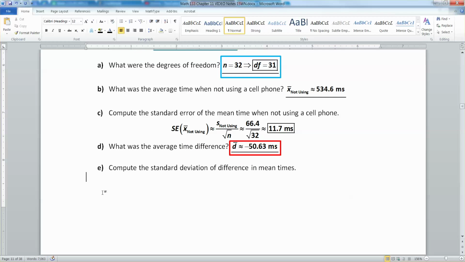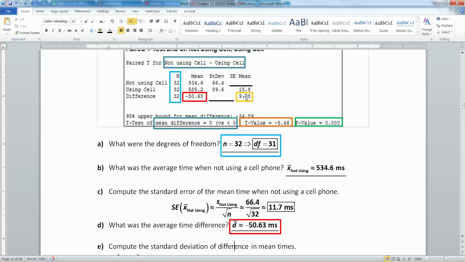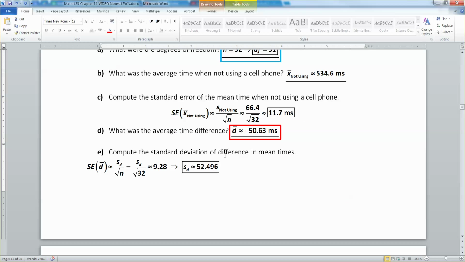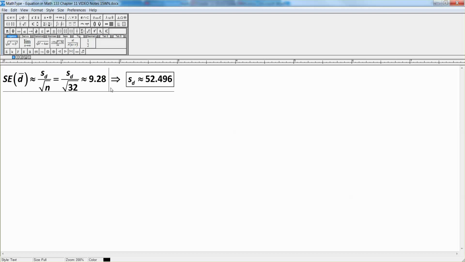So let's see here. We know that the standard error of D bar is approximately SD over the square root of n. So standard deviation of the differences divided by the square root of n. And we know that that's 9.28. Again, that's that yellow box part right there. All right, then we need to multiply both sides by the square root of 32. So let me see if I can show this to you.